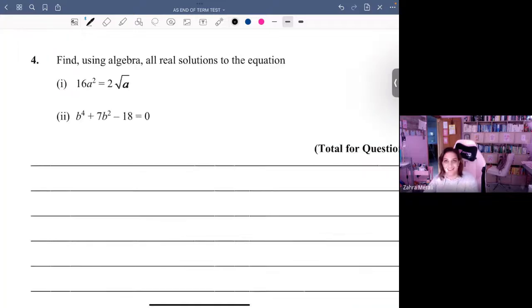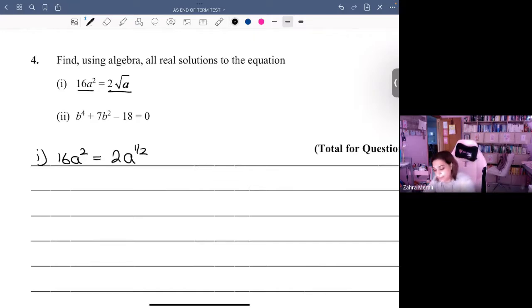Question 3. More algebra. Okay. So we're going to make them into their indices. So we're going to go 16a squared equals 2a to the half. Now what we want to do is put everything on one side. Now you might have divided by the number, put the indices, got a solution. That would be fine, but you would have lost one of the solutions. So as long as you check for 0 when you divide by an a or an x or something like that, then you're okay.